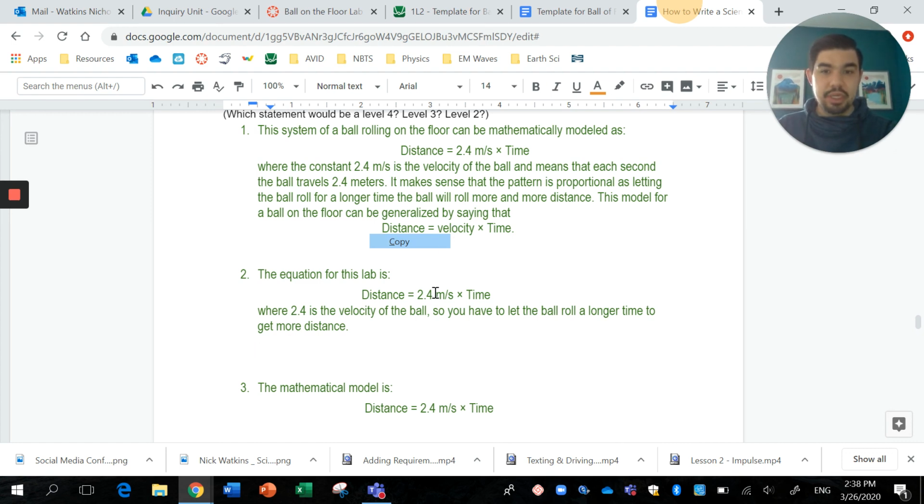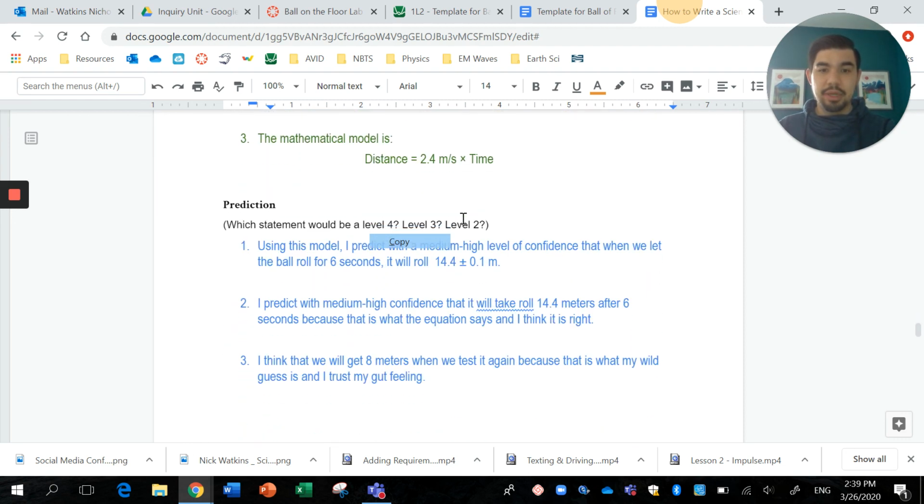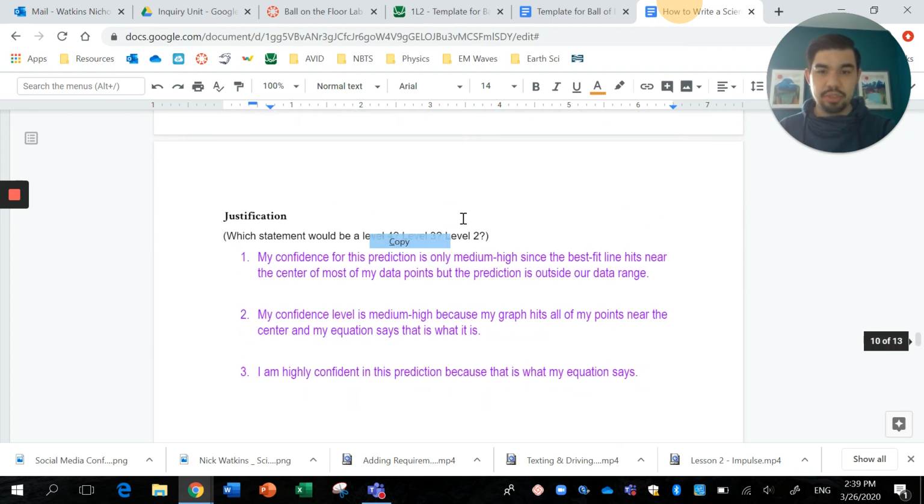Now, obviously, you'll see the difference between our level 3 response and level 2 response, just way less information, way less depth, right? So you don't have to go crazy to get a level 4. You really just have to explain the mathematical model and have a working mathematical model. I'm not going to go into the next few steps because those are pretty self-explanatory.